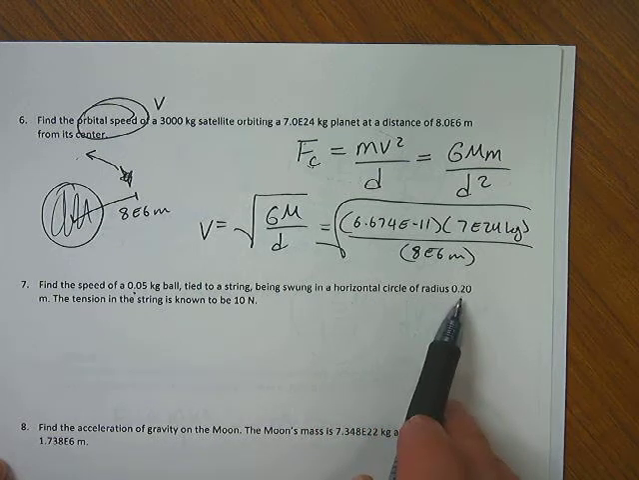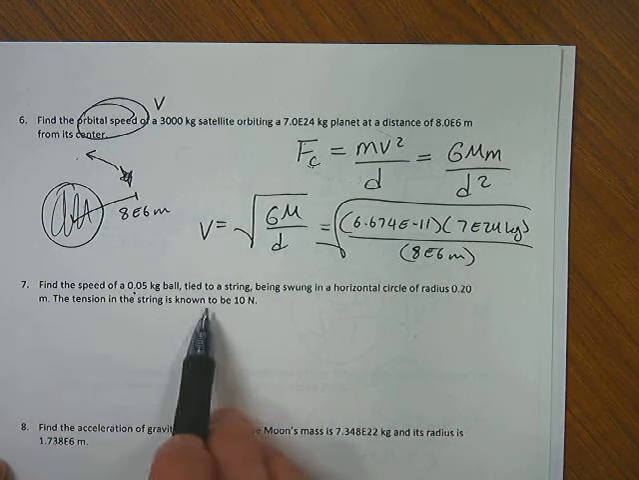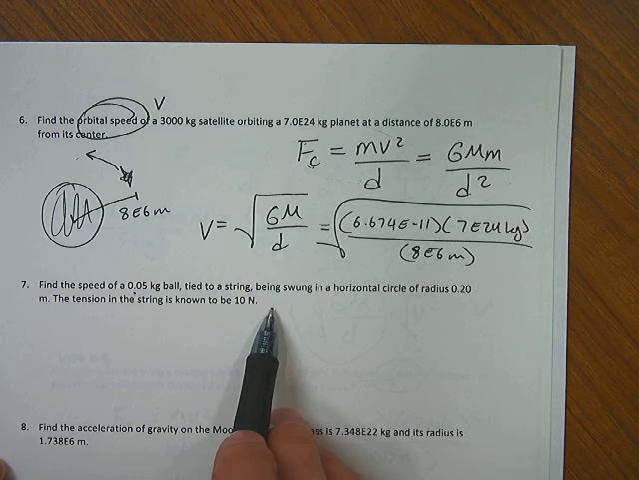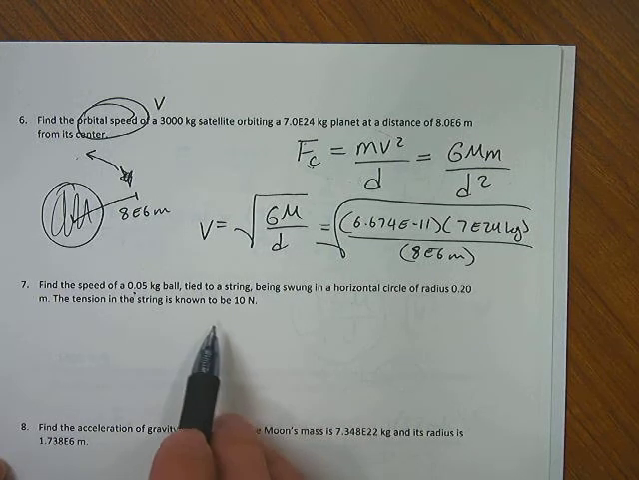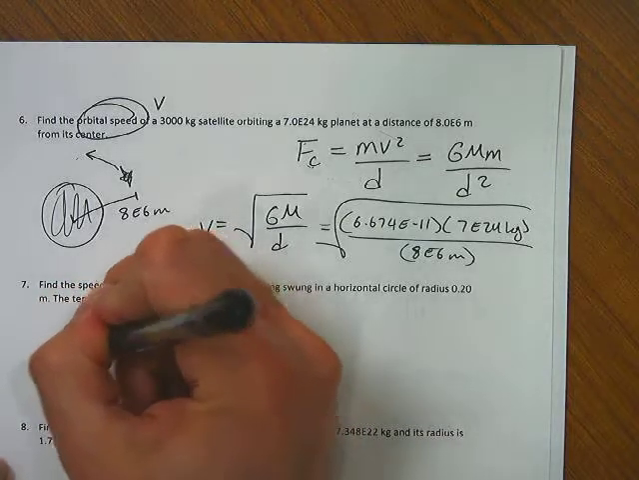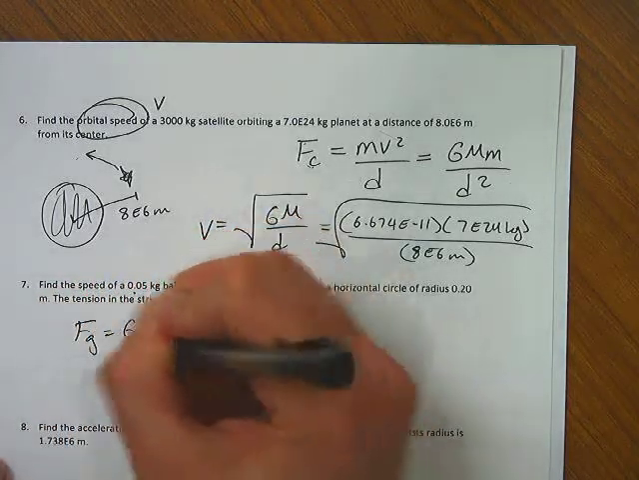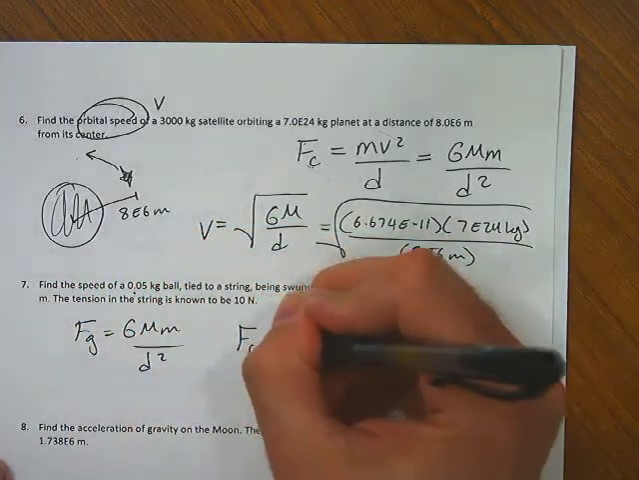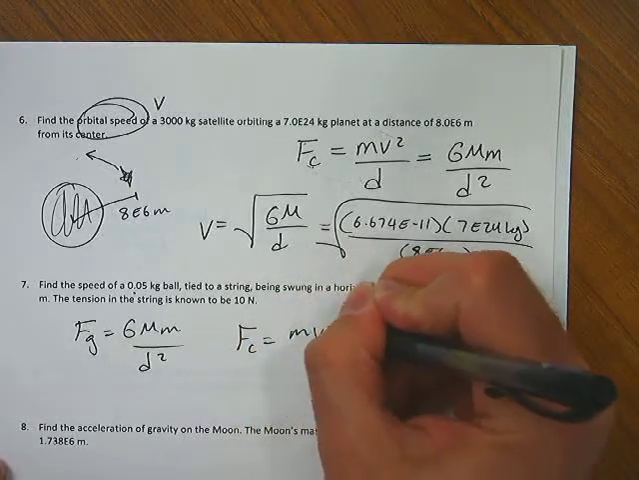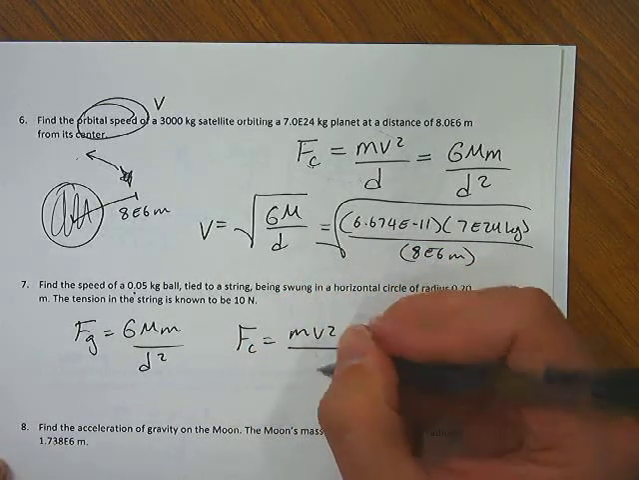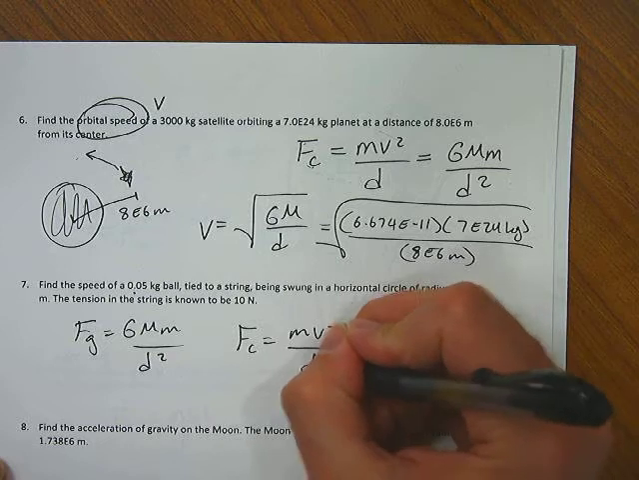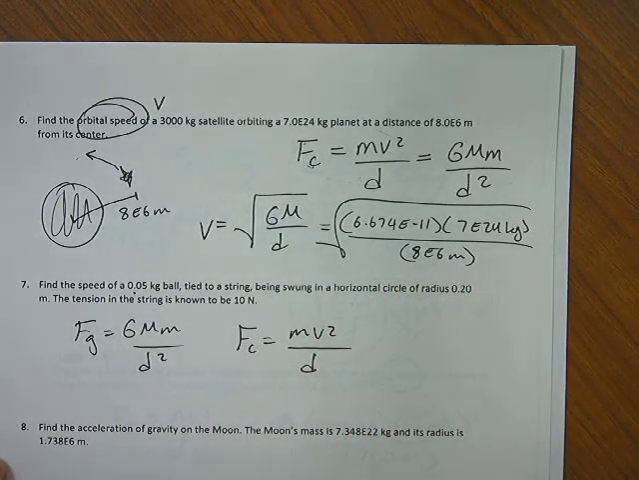We got this earlier. That's 6.674 e negative 11 times the mass of the planet, which is 7e24. The distance is 8e6. You take the square root. Okay. I'm not going to finish solving it because you could do that.